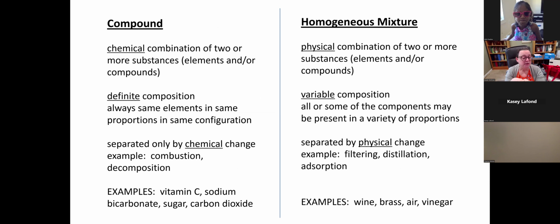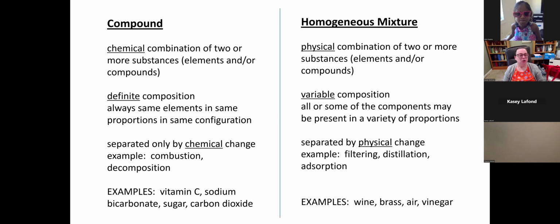Some examples of compounds over there on the left: sodium bicarbonate, sugar, carbon dioxide, vitamin C. Those are all the same. Every sample of vitamin C, no matter where we get it from, is always made of the same kind of atoms in the same order, to give us those properties that are vitamin C. That makes it good for us.